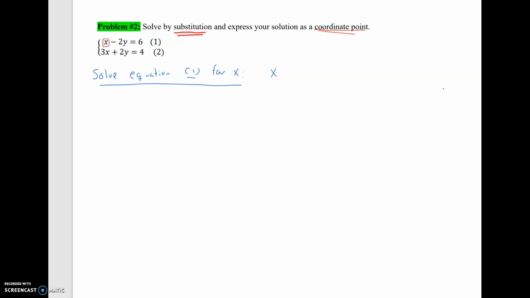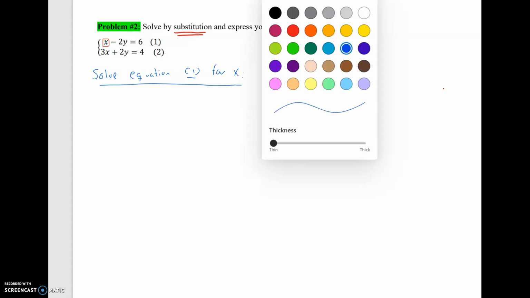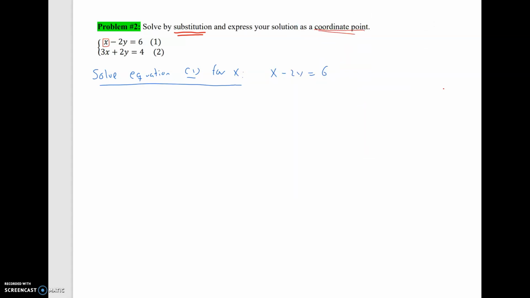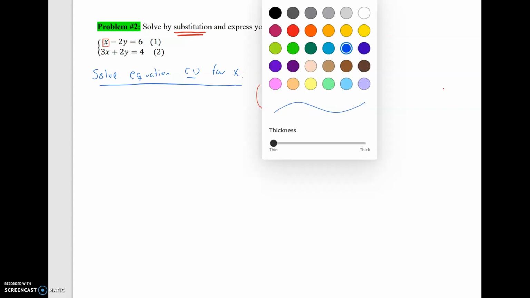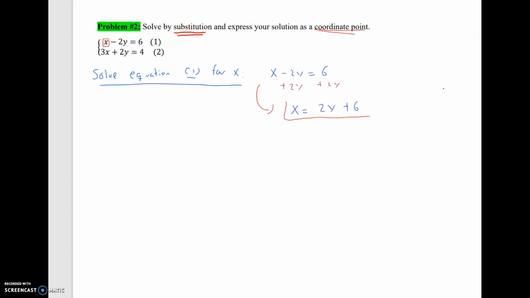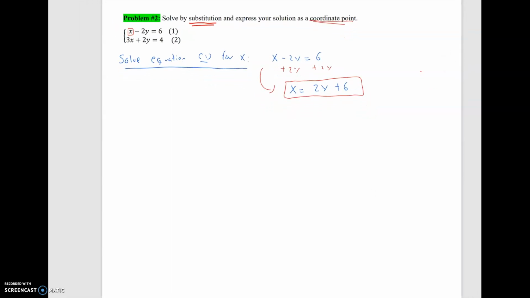Okay, so the equation says x minus 2y is equal to 6. And what we're going to do here is just add the 2y to both sides. So we're going to end up with x is equal to 2y plus 6. Now at this point, we're going to evaluate that into the next equation. So we used equation 1. So next we're going to evaluate.